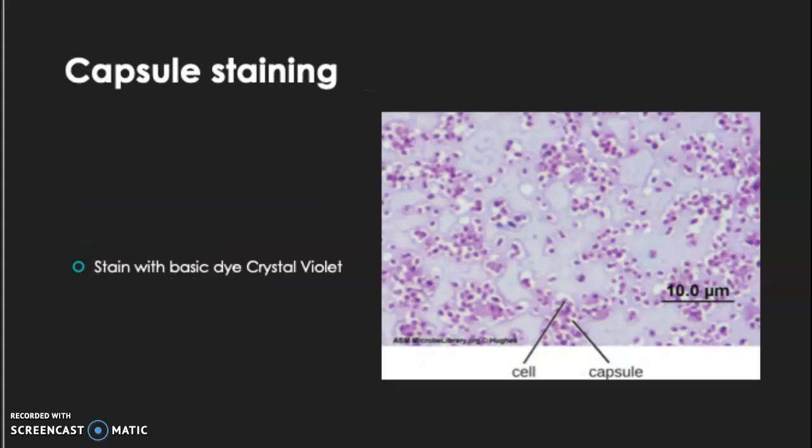Capsule staining. Capsule staining uses an acidic dye, India ink. Capsules retain neither acidic nor basic stains and have no ionic charge. The cell is stained with the basic dye and the background stained with acidic dye. Non-stained capsules appear white with a halo surrounding the cell. First air dry and gently rinse, and then stain with the basic dye crystal violet, then air dry and gently blot.